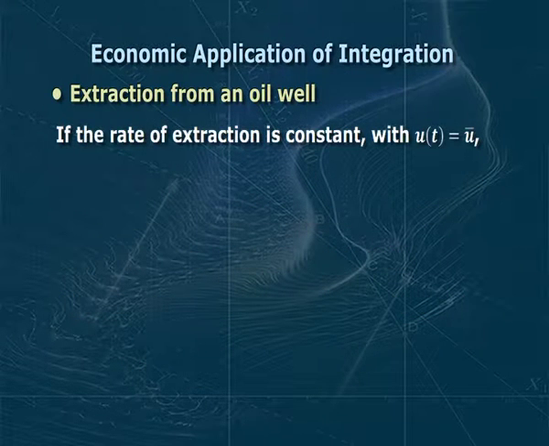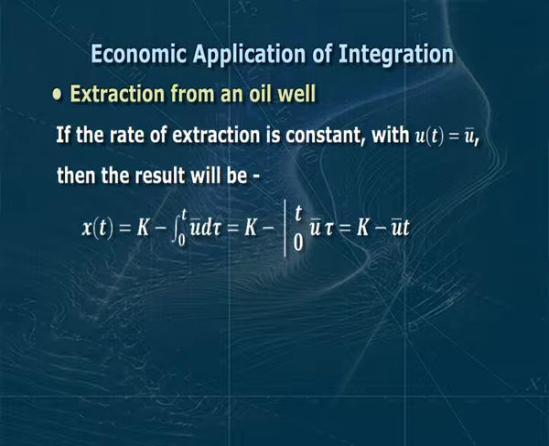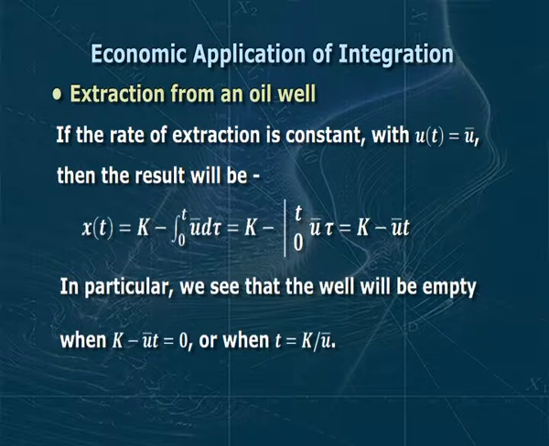If the rate of extraction is constant with u(t) equal to u bar, then the result will be x(t) is equal to k minus the integral of u bar d zeta from 0 to t, which is equal to k minus u bar zeta evaluated from 0 to t, which is equal to k minus u bar t. In particular, we see that the well will be empty when k minus u bar t is equal to 0, or when t is equal to k divided by u bar.